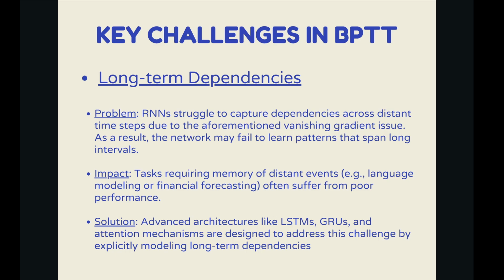Next, we have long-term dependencies. RNNs struggle to capture the dependencies across distant time steps due to the aforementioned vanishing gradient issue. As a result, the network fails to learn patterns that span long intervals. Impact: tasks requiring memory of distant events often suffer from poor performance. Solution: we can use advanced architectures like LSTMs, GRUs, and attention mechanisms to address this issue.